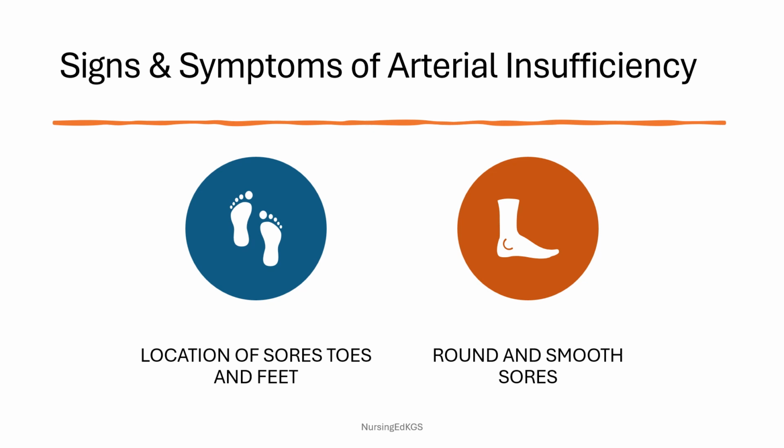Arterial ulcers are often round and smooth. Now, in arterial insufficiency, the ulcers are primarily caused by ischemia, where there is tissue death due to lack of oxygen. This process tends to create well demarcated, round, smooth-edged ulcers because the tissue necrosis occurs in a more uniform manner rather than being caused by irregular trauma or pressure.